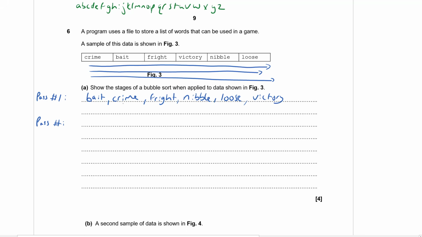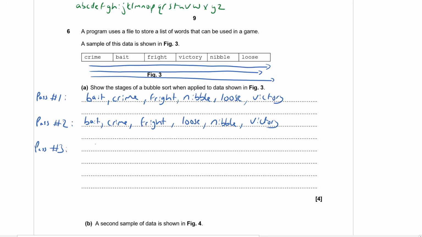well, bait and crime are fine, but then crime and fright, C is before F, so that's okay. So let me copy down these again. And then fright and nibble are also fine, but L comes before N. So I need to put loose before nibble, and then victory is going to stay where it is, because the way bubble sort works is the items bubble towards the end, so the biggest one is going to come last, so that's the same. Likewise, nibble is now in the correct position as well, so that's pass number, I forgot to write 2, pass number 2, now pass number 3.